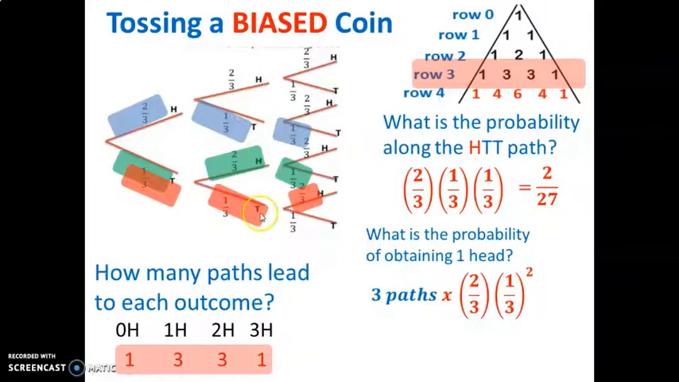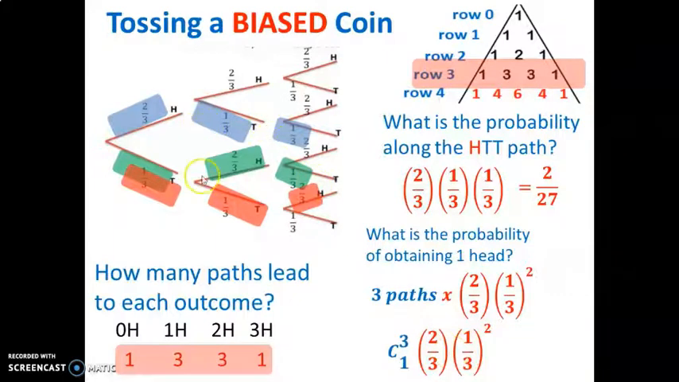Because again, we know this 3 paths can be obtained if we didn't have the tree diagram or we didn't have Pascal's triangle. How can we get this number? Well, again, these numbers are obtained using combinations. So we could have done 3 choose 1. That means row 3, or we have 3 trials, and we want 1 head.